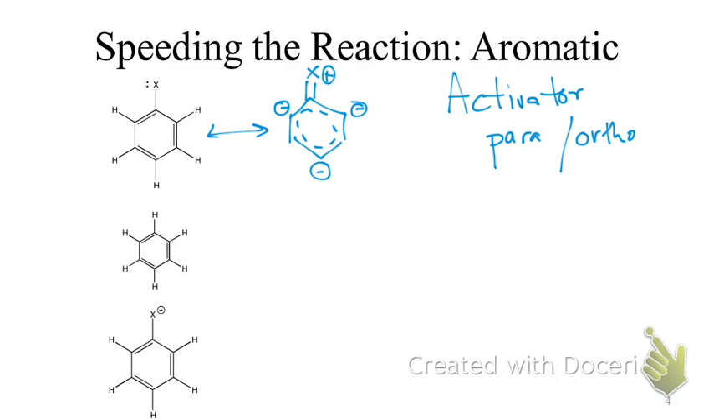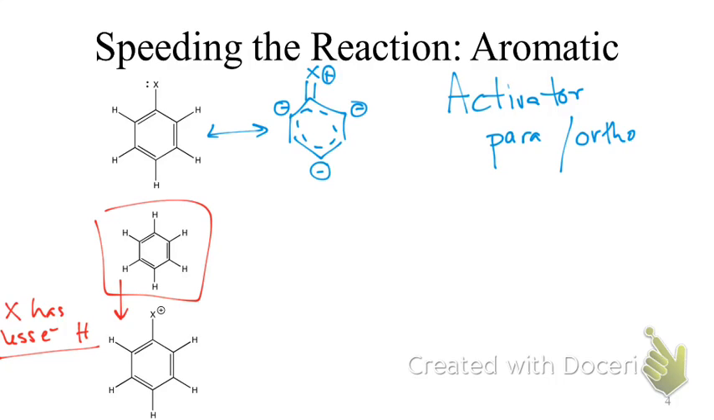Okay? What happens if instead of atom X having more electrons than hydrogen, it now has less? How do we get less electrons? How many electrons does hydrogen have? 1. How do we get less electrons than that? Our atom must become positively charged. It can be formal or it can be partial.